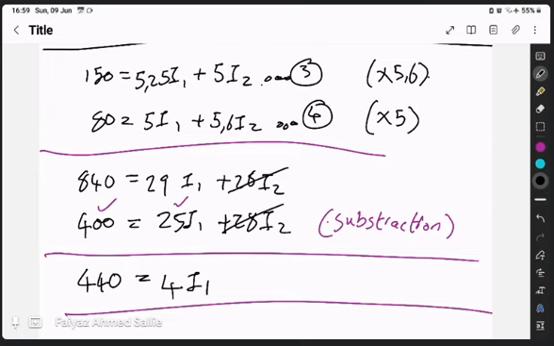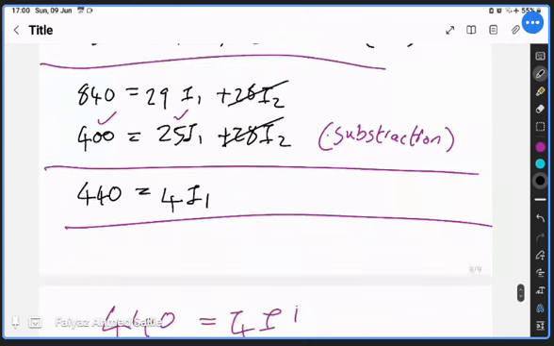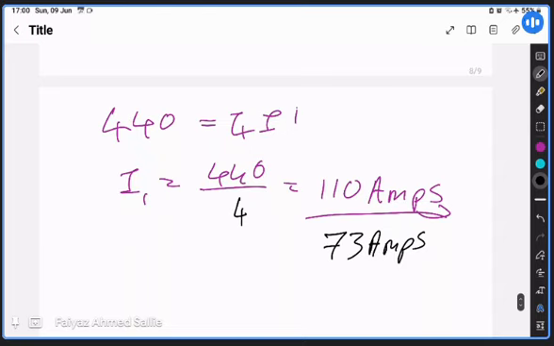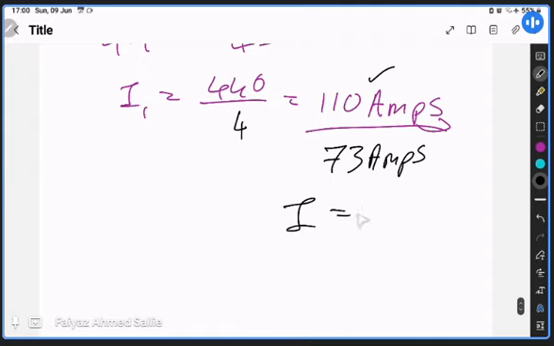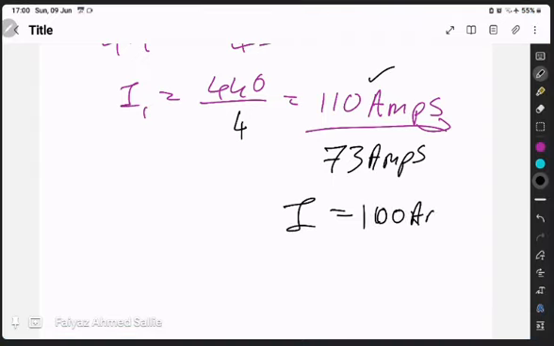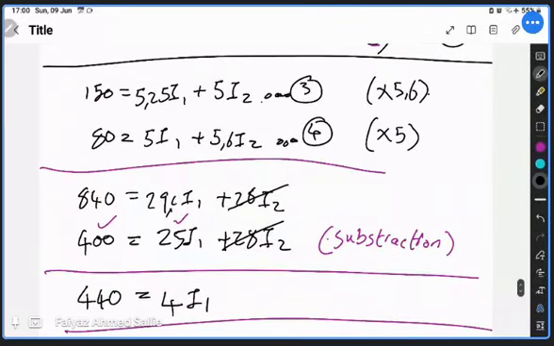What is the final answer? I'm just seeing if there's a mistake here. So 400 and then 5 times 5 is 25. Okay, so I'm getting 110 amps, but in the memo they got the 100 amps. It's 29.4, not 29. 29.4 over here. Yes. Okay, because I'm using my phone as a calculator. So let's see now. 29.4.